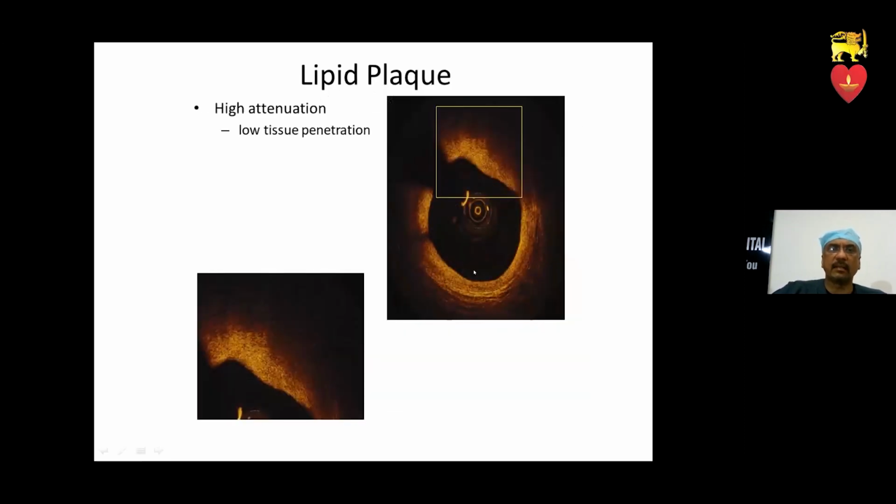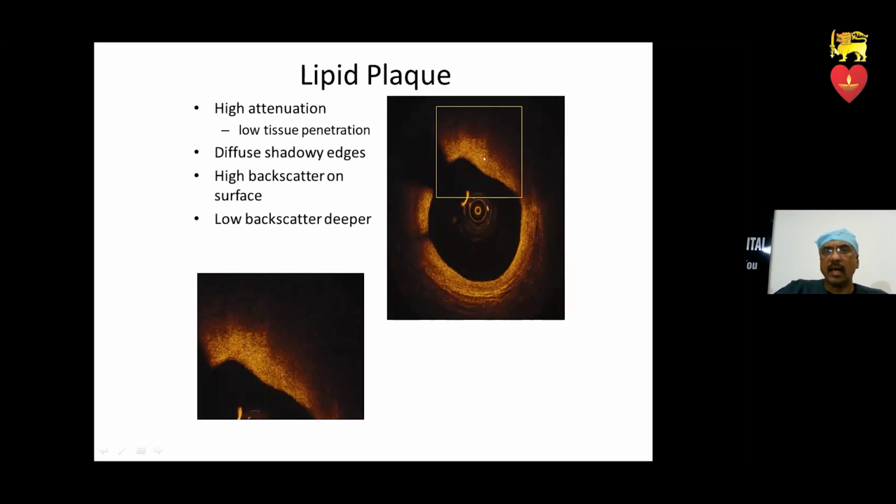Now the other plaque that we see is a lipid-rich plaque. With a lipid-rich plaque, you cannot look behind it. The attenuation is very high. Tissue penetration of light is very low. It has diffuse shadowy edges and high backscatter at the surface, low backscatter behind. Basically, it is a plaque which will not allow you to look behind it. This is very important to keep in mind.